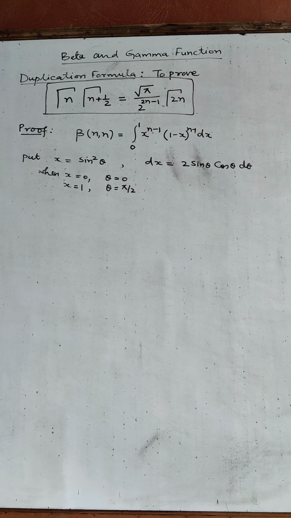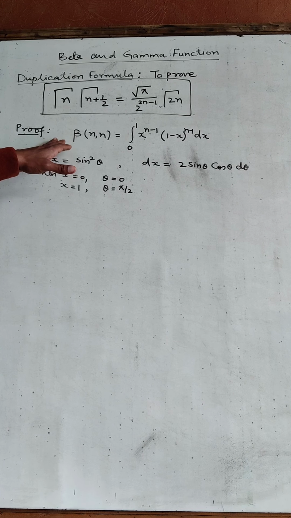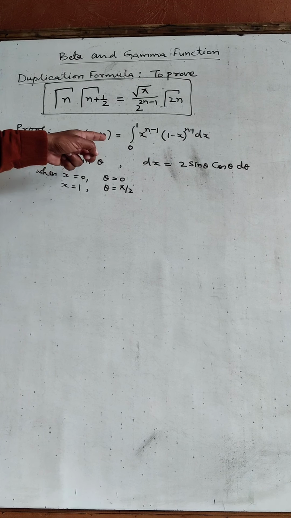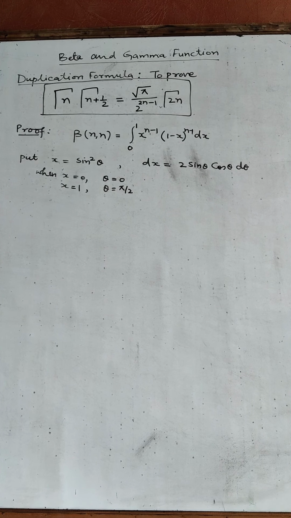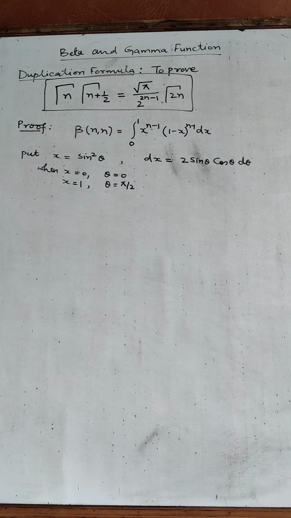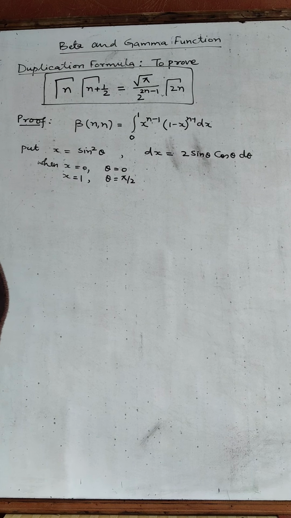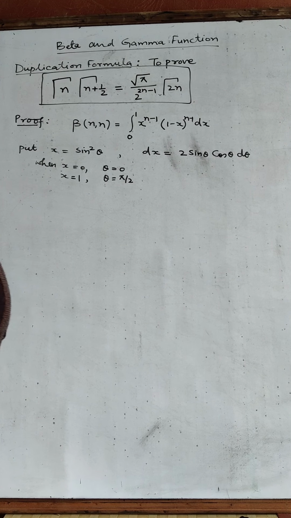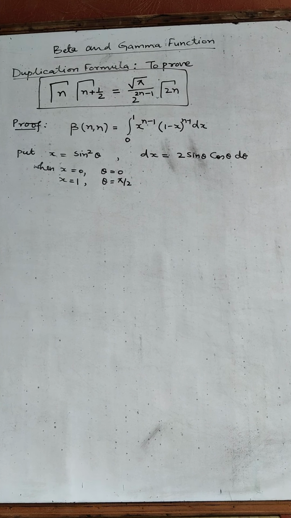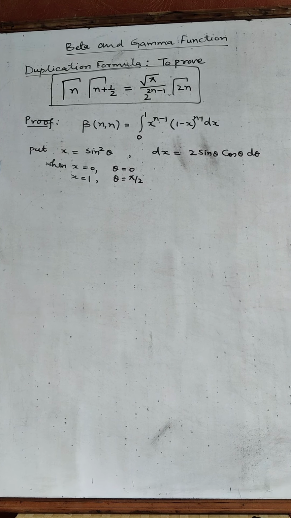So again look at it. To prove the duplication formula, we will start with beta of n, n, and we know the definition of beta function. It is the definite integral from 0 to 1 of x raised to the power n minus 1 into 1 minus x raised to the power n minus 1 dx. We will make the substitution x is equal to sine square theta. We will differentiate: dx would be 2 sine theta cos theta d theta. We will find the limits in terms of theta: when x is equal to 0, theta would be 0, and when x is equal to 1, theta would be equal to pi by 2.